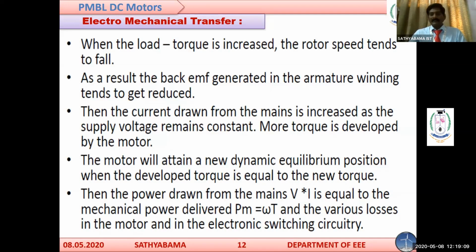Power drawn from the supply, we know well, is V into I. This power is equal to the mechanical power developed plus the losses occurring in the motor. So the mechanical power developed, PM, is omega into T, where omega is the angular velocity and T is the torque developed.